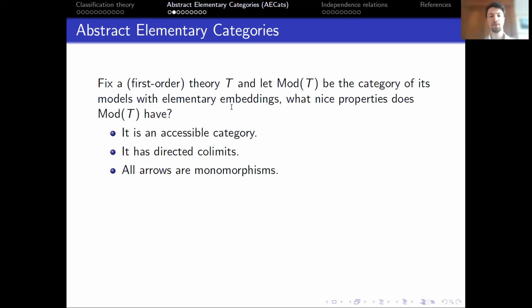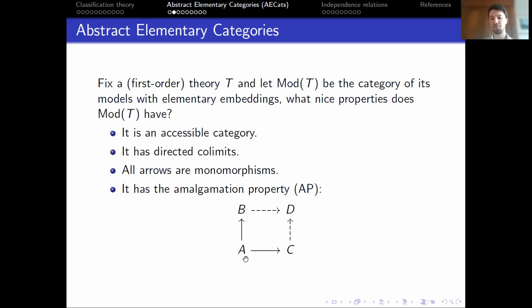And it has the amalgamation property. That means the following: any span of arrows, say A to B and A to C, can be completed into a commuting square. And actually, these are all the properties that I will need. So you could take this as a definition of an AE cat, or abstract elementary category.